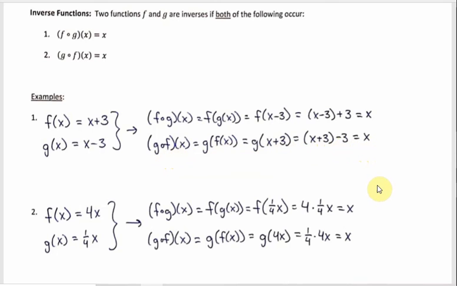Then a couple that involve multiplication instead of addition and subtraction. So here, you do both compositions. F of g of x ends up being f of 1/4 x. But then f of that, you would multiply it by 4. So 4 times 1/4 x gives you x. And then g composed with f, you go the other way. G of f of x means you'd have to multiply 1/4 by 4x, and that's also just x. So in this case, they're also two functions that are inverses of each other.